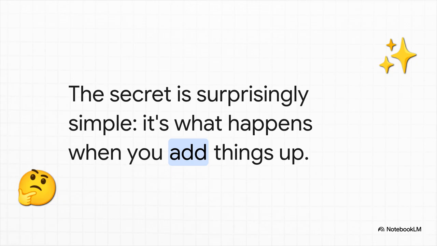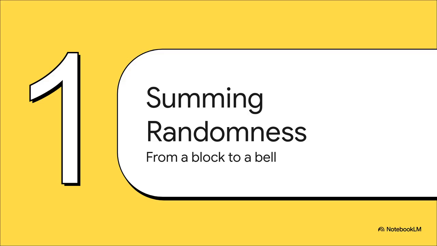So instead of me just reading you a dry definition of the theorem that explains all this, we're going to do something better. We're going to build it from the ground up and discover it for ourselves. All right, so let's start with a really simple experiment. We're going to see firsthand how just adding random stuff together can create a very specific, predictable shape. And we'll start with the most basic, most un-bell-like shape you can possibly imagine.